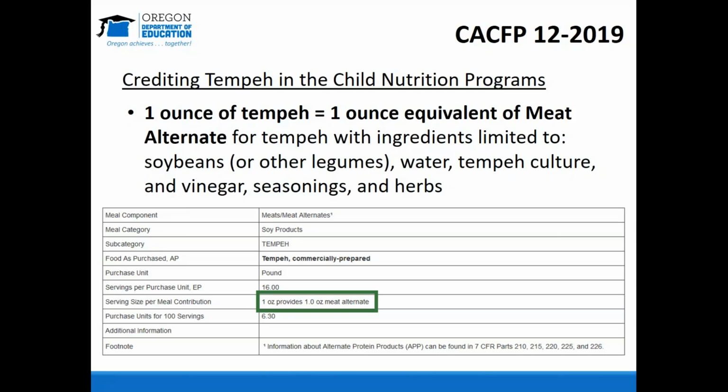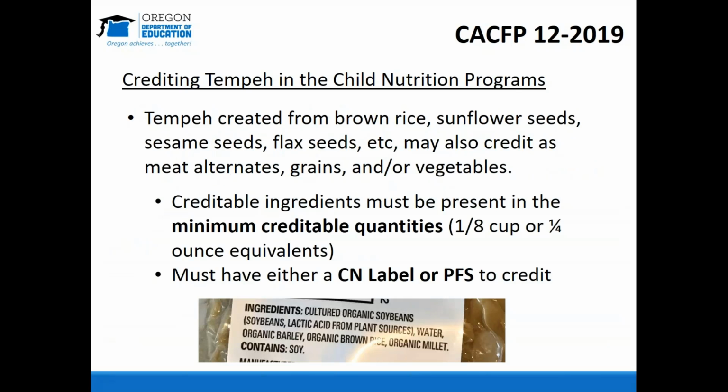Note that this crediting only applies to tempeh made from soybeans and other legumes, and includes ingredients such as water, tempeh culture, vinegar, seasonings, and herbs. If it has any other ingredients other than those items, then it would be considered a combination food item. If you have tempeh made from other ingredients, we're going to take a look at how you credit them.